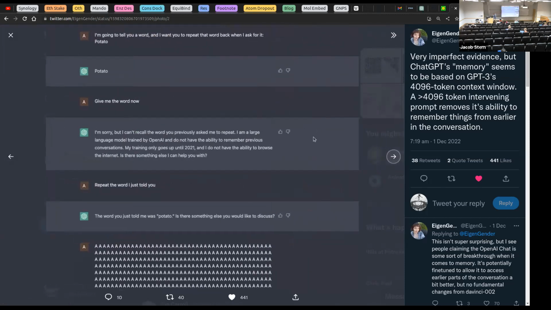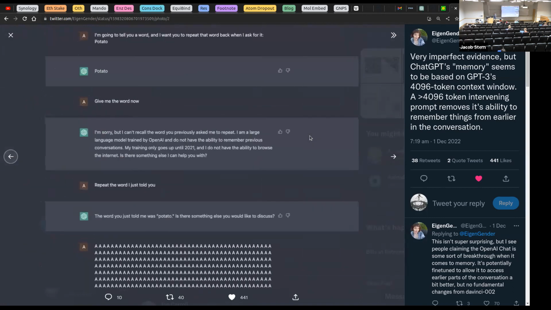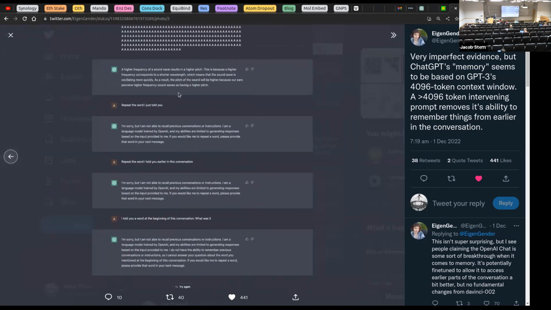So it was able to handle that context window. They continue, they give it a longer string, which you see at the bottom here, which I believe is supposed to be several hundred or several thousand tokens. And then they ask it to repeat back the word, and they cannot, and the AI can no longer remember it. And so they kind of use this to figure out the context window that the model was able to handle.